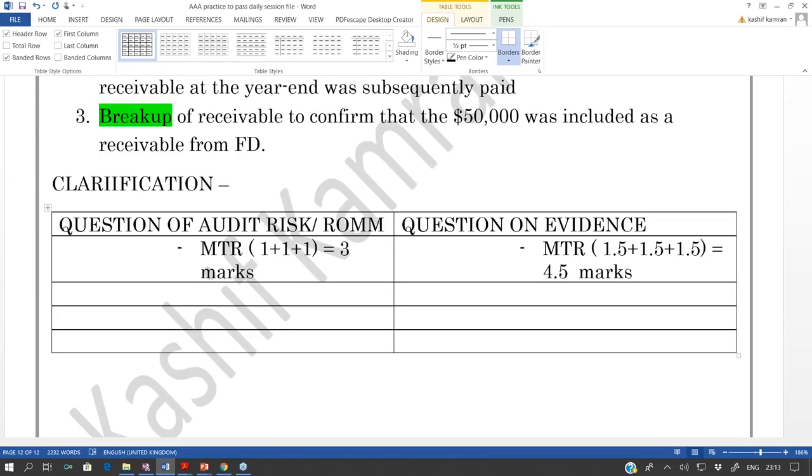Now on the left side, you have 3 marks. On the right side, you have 4.5 marks. So you should be happy about it. The examiner is giving you a generous marking scheme in a question on evidence. So is everyone clear on the utilization of MTR and the marking schemes in a question on audit risk and in a question on evidence? Is that clear? Left side, right side of the table? Yes, exactly. That's absolutely right.